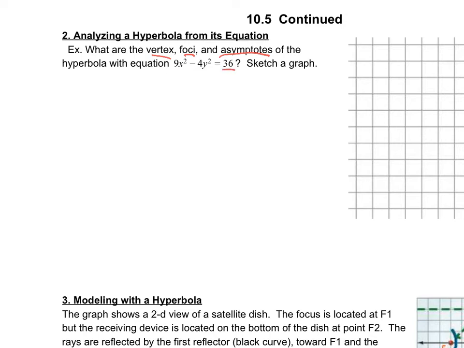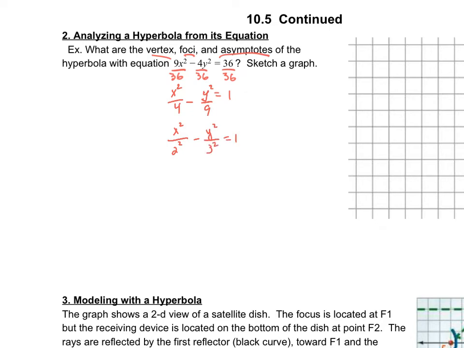In order to get the equation equal to 1 here, I'm going to go ahead and divide by 36, because I know that 36 divided by 36 is going to give me a 1. So dividing everything by 36, because what you do on one side of the equation you must do on the other, I end up with x squared over 4 minus y squared over 9, and that would be x squared over 2 squared minus y squared over 3 squared equals 1.